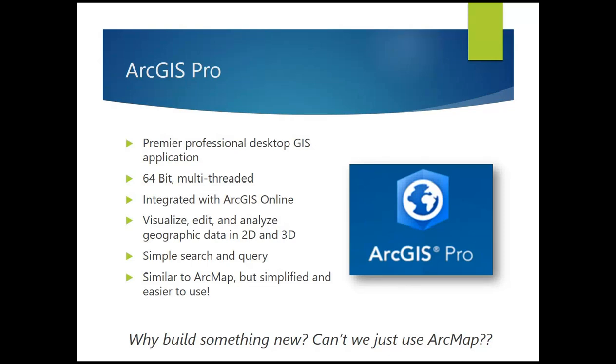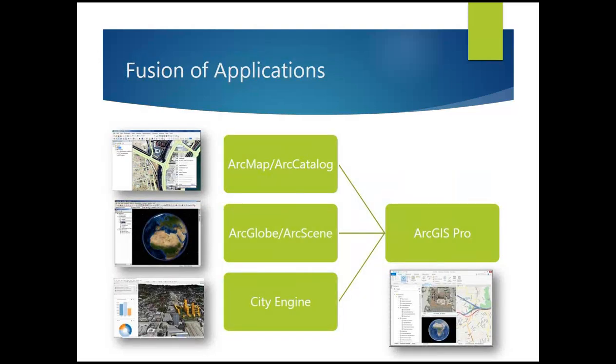So based on the feedback that they received from the GIS community, Esri decided to fuse existing applications that they already had created in the past. They wanted to fuse all the following applications into one to create a much more powerful and user-friendly application. Based on the feedback, they took the mapping capabilities from ArcMap, along with the organization capabilities in Arc Catalog, along with ArcGlobe and ArcScene for their mapping geographic data and 3D capabilities, and City Engine for the creation of 3D cities and buildings.